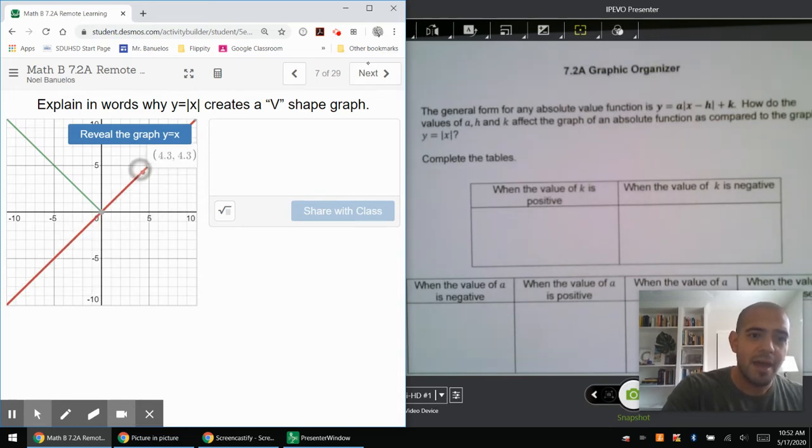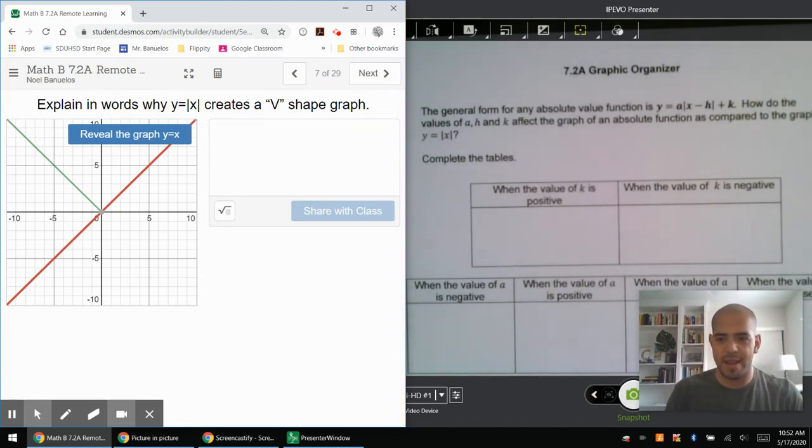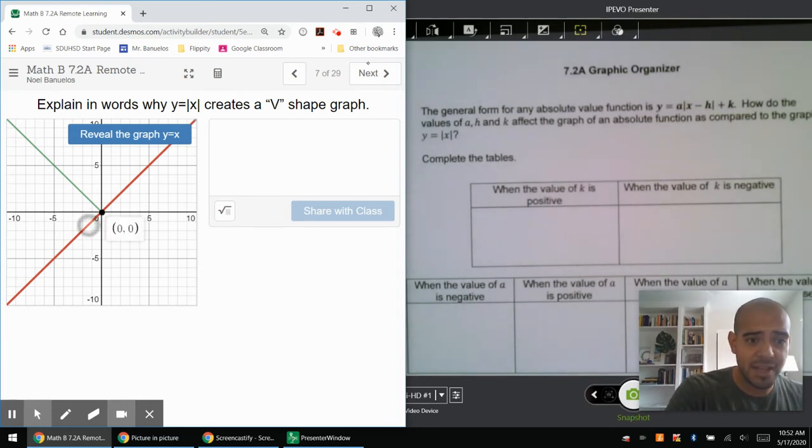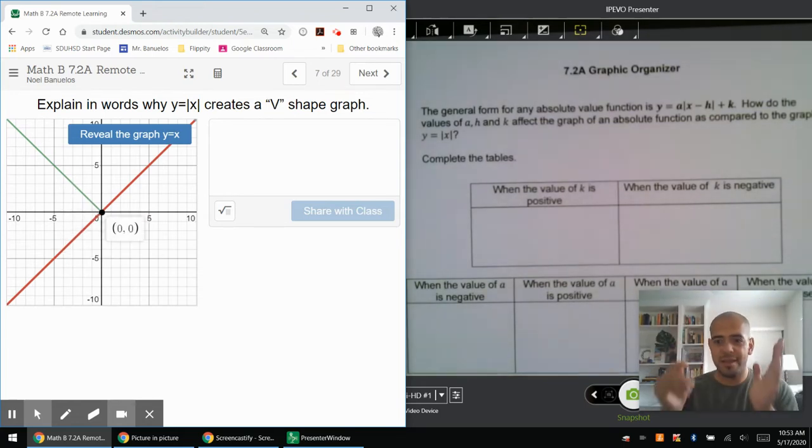So think about it. It's literally taking this line, and the absolute value of a negative is a positive. So it literally is just taking all of these negative values and making them positive. So that's why this line, instead of being here, just switches up and is now in the positive region, hence the V shape. Hopefully that made sense. Okay, click next.